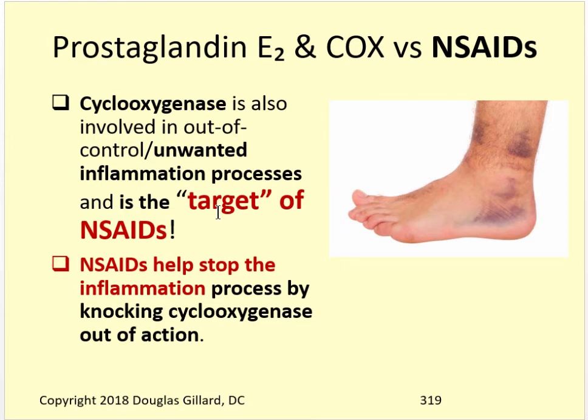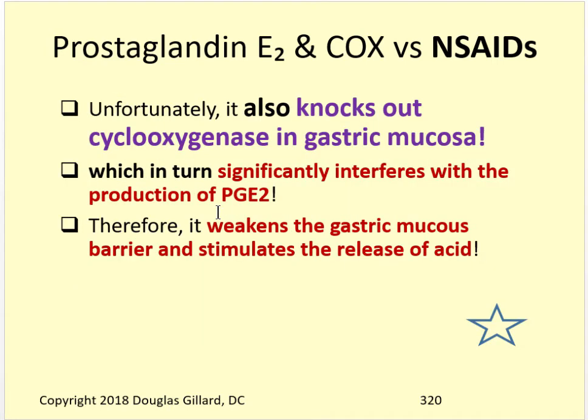So great, the patient's getting better. But what's not so great, it also knocks out the cyclooxygenase in the gastric mucosa. The COX-1 gets knocked out of action. So what? Who cares about that? Well, that's going to interfere with the production of PGE2. We said we need cyclooxygenase to make PGE2. So without PGE2 around, what's going to happen to acid secretion? Well, it's going to go up, right?